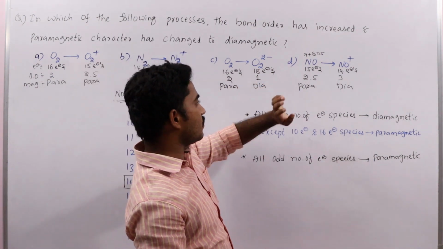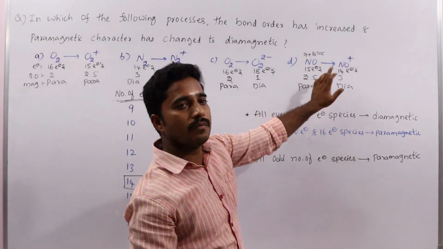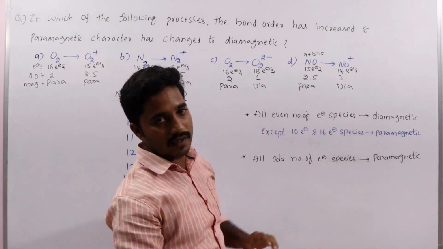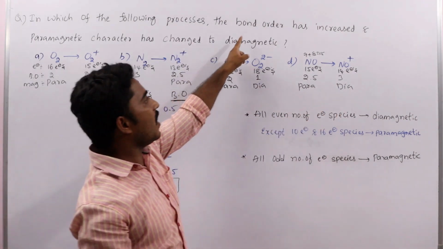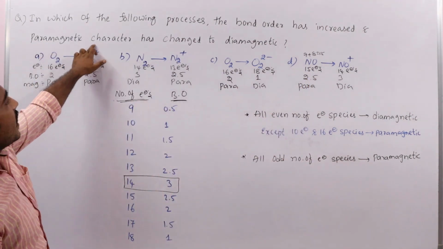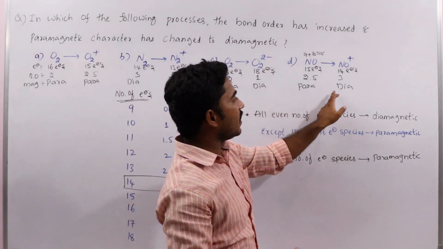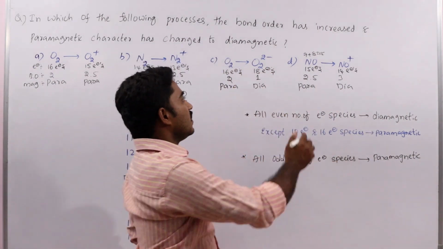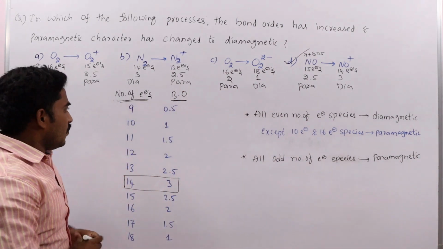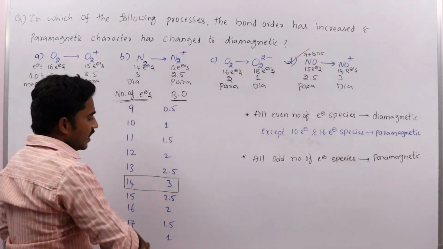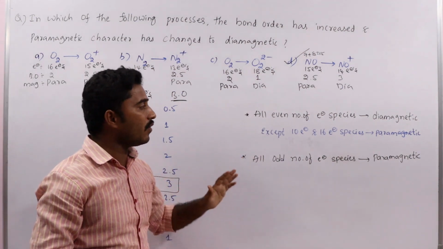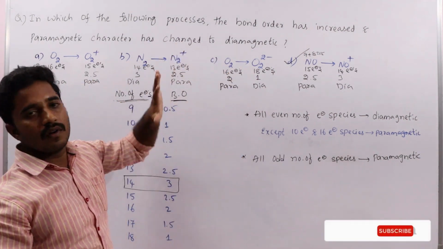Next, let us come to this fourth option. 2.5 to 3, bond order increased. Magnetic nature: paramagnetic to diamagnetic. So what they ask in the question? Bond order has increased, that is 2.5 to 3, and paramagnetic character has changed to diamagnetic. So that's why this is the option. For this type of questions, we can find the answer very easily by using these tricks. This is a very important trick to use for this type of questions.